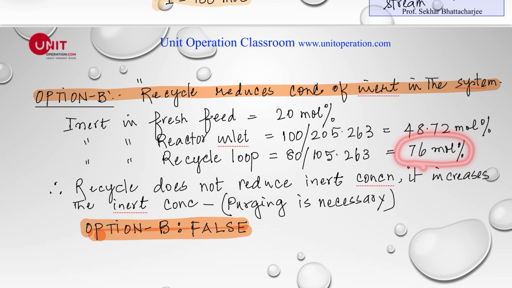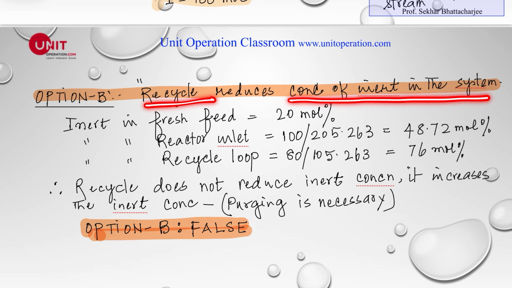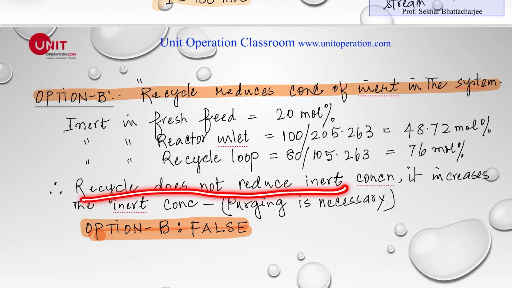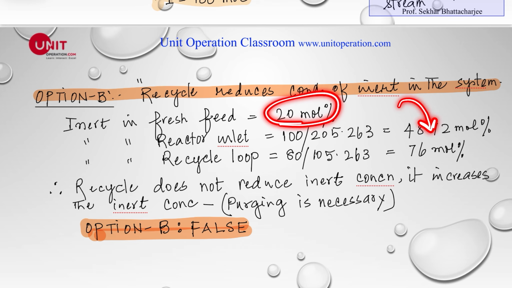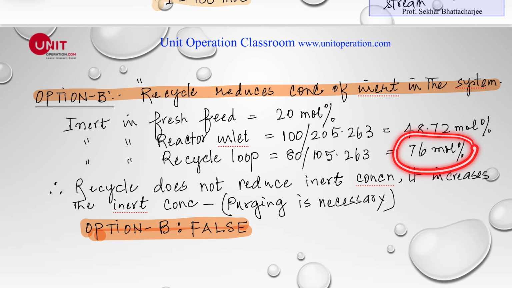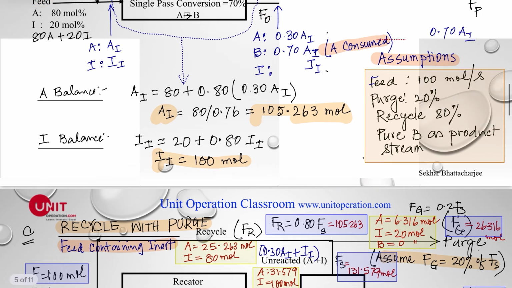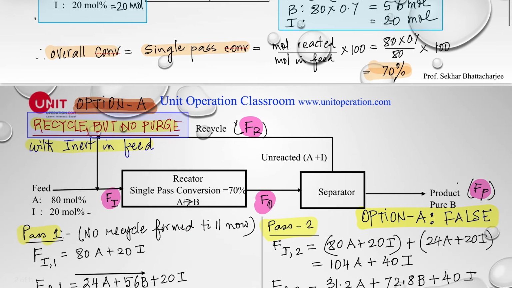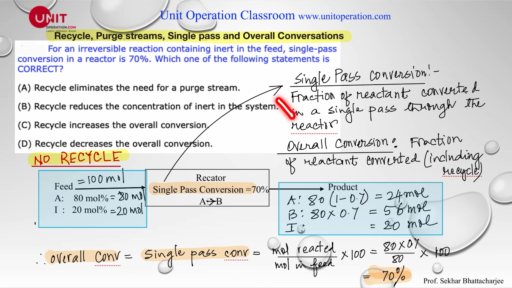So as you can see that recycling does not reduce the inert concentration. In fact, recycle does not reduce inert concentration, it increases. This is in the feed, so as you can see, it has increased at steady state. So this is the recycle inert concentration, and this is in the reactor feed. So recycling does not reduce the inert concentration. In fact, it increases. That's why the purging is necessary. So option B is also not true.